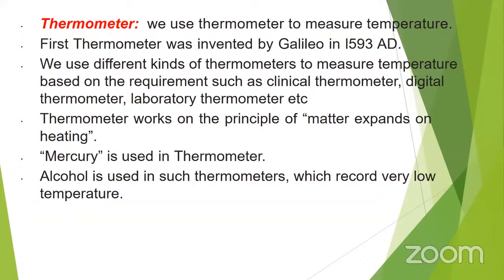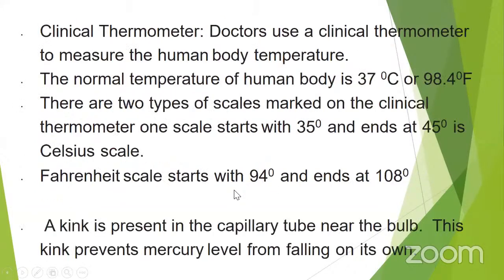Among them, two are considered. One is mercury, the other is alcohol. So in most of the thermometers, mercury is used as the expansion material. And in some of the thermometers, alcohol also is used. That already we discussed in the previous session. So clinical thermometers are used by doctors, and the scales on the clinical thermometers were already seen in the previous class.